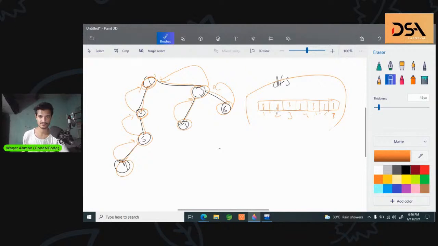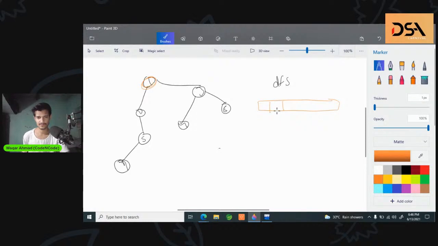Okay, let me just delete this. Now let's go for BFS, that is breadth first search. I hope this is able to cover all of these things. Okay, this color, 1 2 3 4 5 6 7. I need to change the graph a little bit more so you understand what BFS is. So 5, 6, 7, node 8, I messed up, node 8, 9.